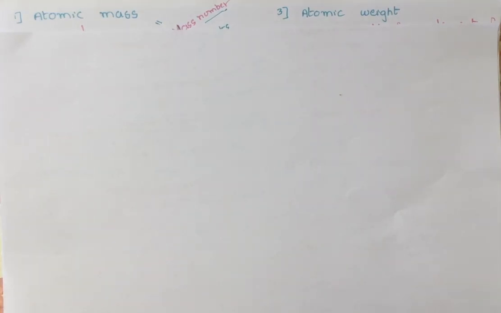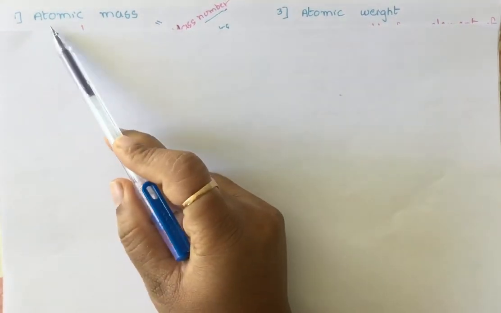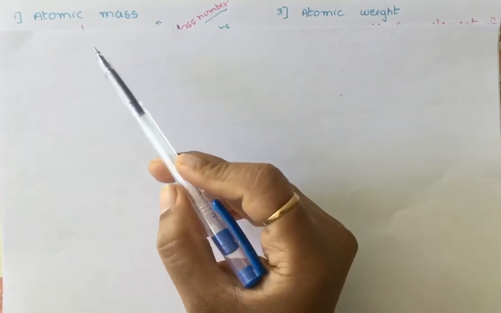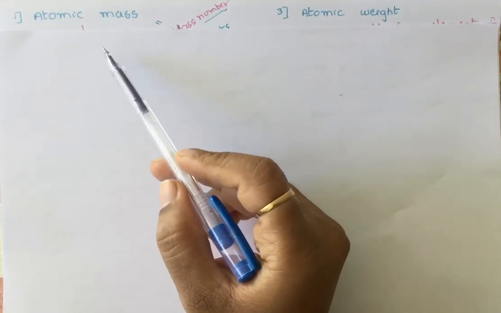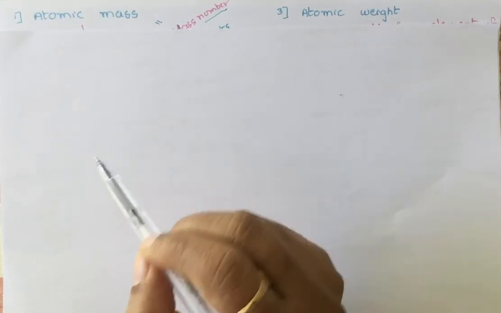Hi learners, in this video I am going to explain a few basic terms that we use in chemistry. So let us discuss those terms. First I am going to start with atomic mass. So how can we define atomic mass? Atomic mass is nothing but the mass of an atom, the total mass of an atom.